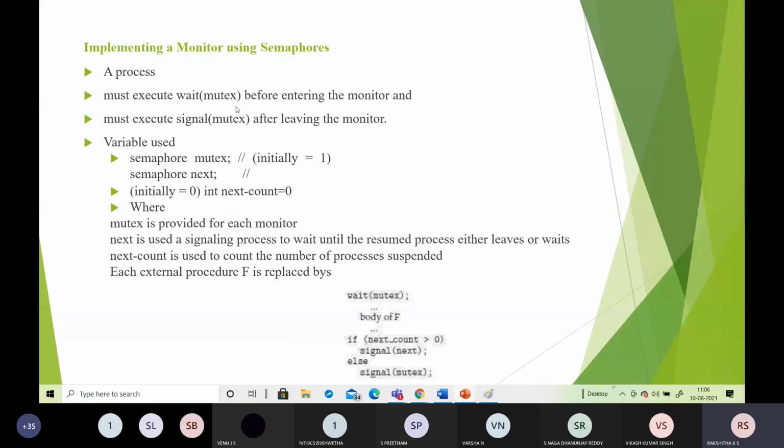Implementing a monitor using the semaphore. Okay, so how are we going to implement the monitor? We have already studied the concept of the monitor. In shared memory, there will be some procedures, and those procedures we are going to call functions.